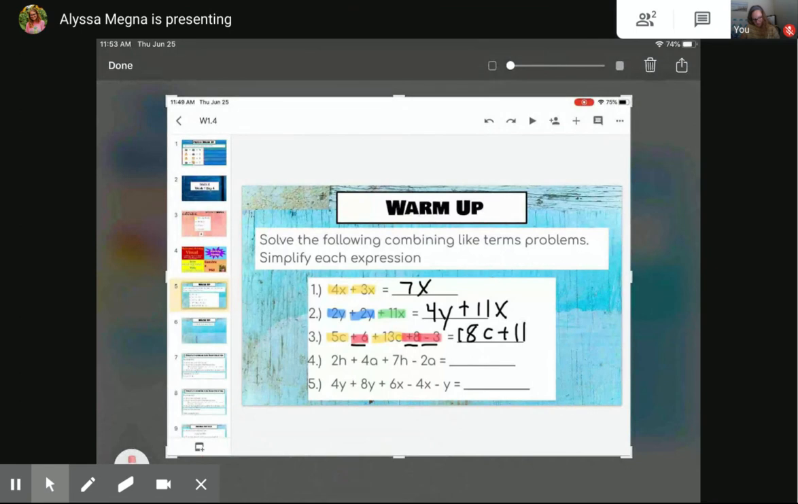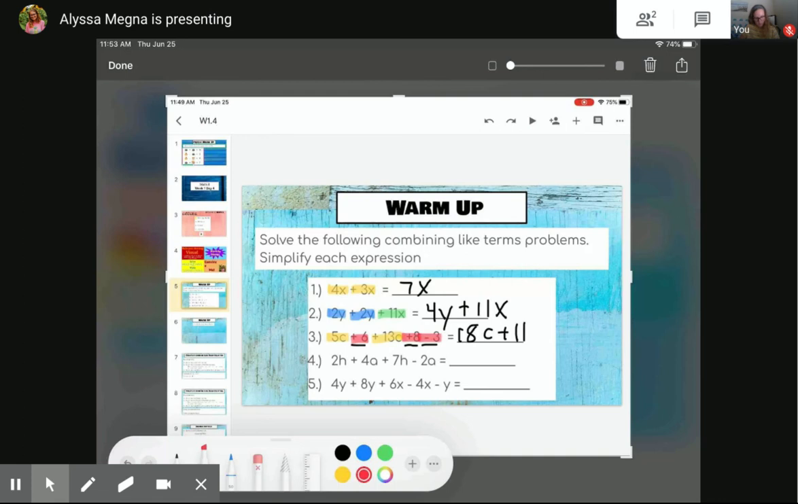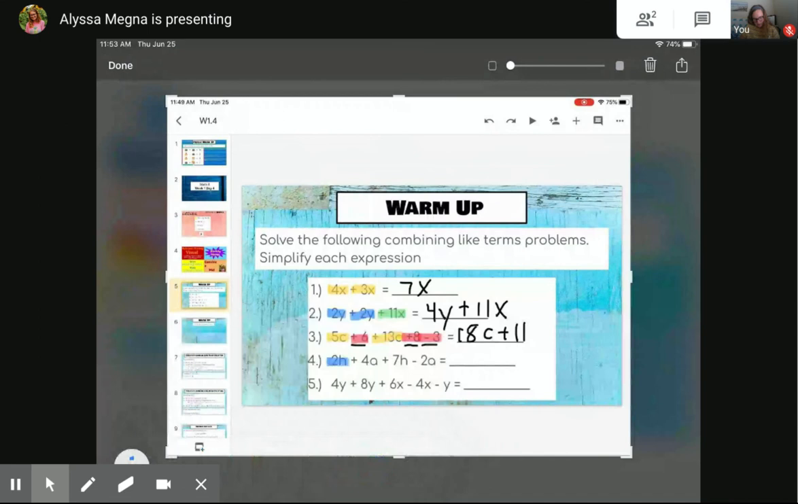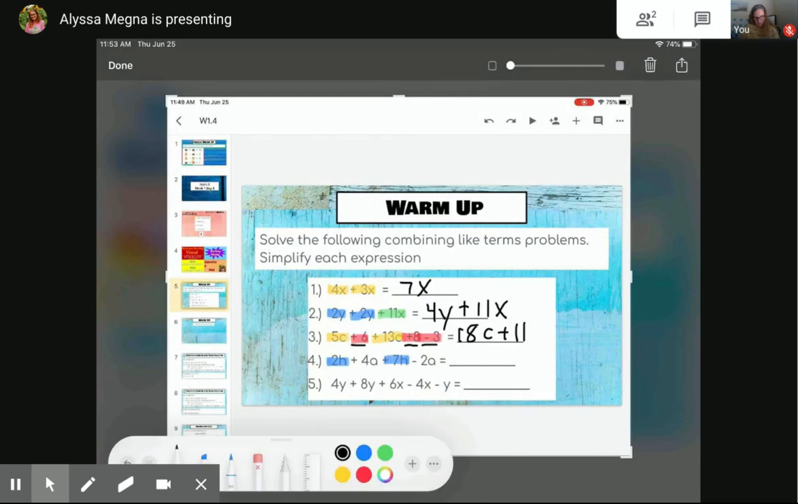And going back to the next line, number 4, we have 2h plus 4a plus 7h minus 2a. So starting at the beginning, I have 2h. I'm going to look through my equation and see are there any other terms that have an h. Oh, I see one here, 7h with the plus sign in front telling me that it's a positive 7h. So I have 2 h's and I'm adding 7 more. Altogether, that gives us 9h.